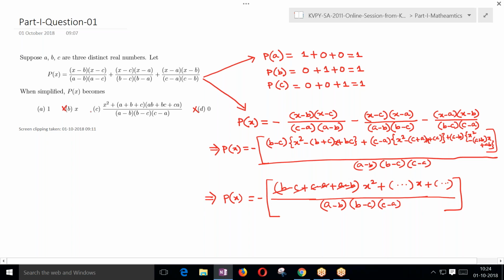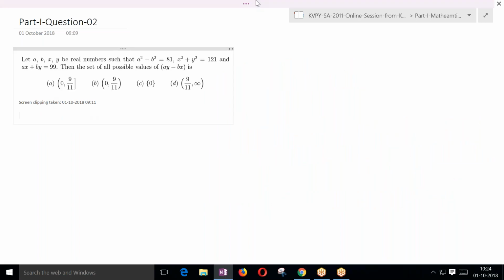In the next question, let me pull it up. Here a, b, x, y are real numbers such that a square plus b square is equal to 81, x square plus y square is equal to 121, and ax plus by is equal to 99. Then we need to find the set of values of ay minus bx.